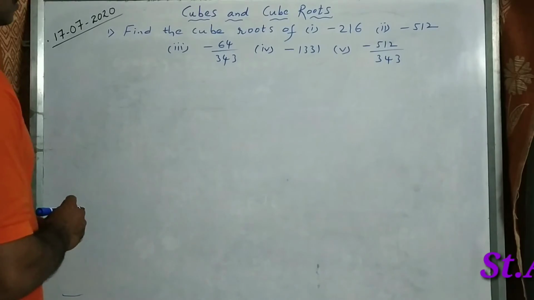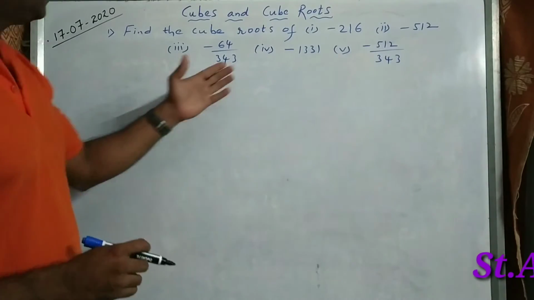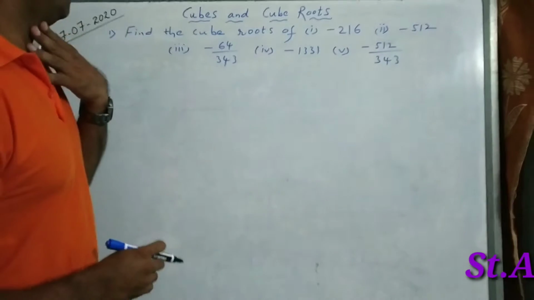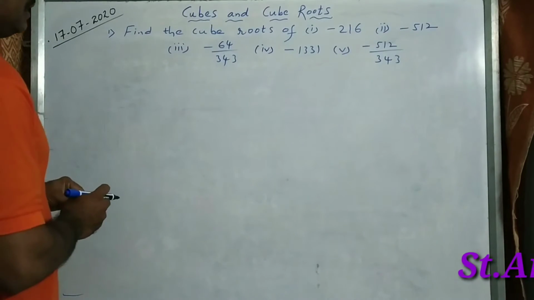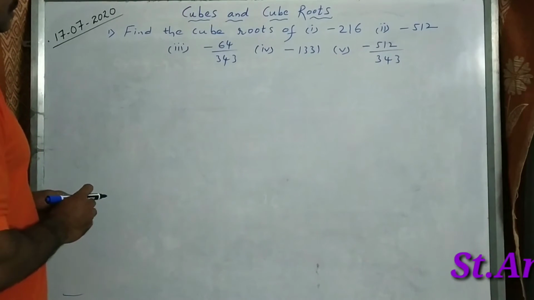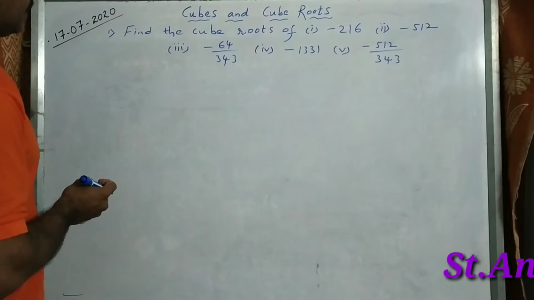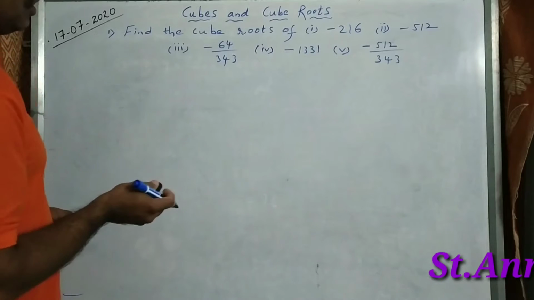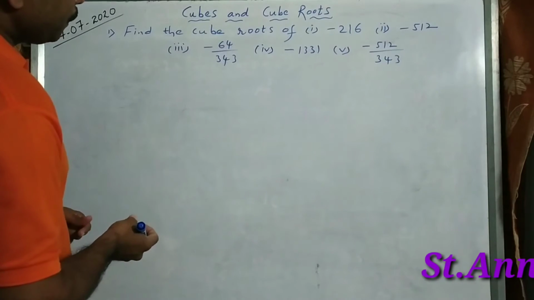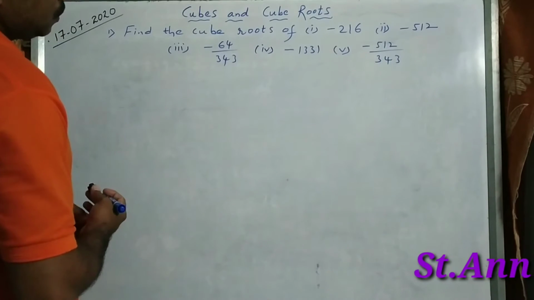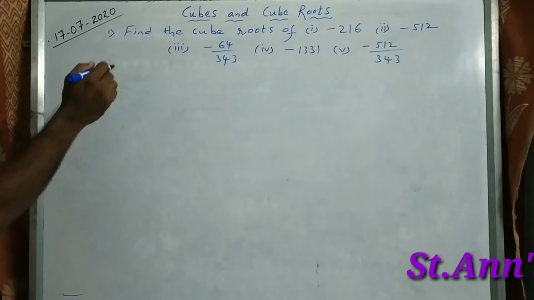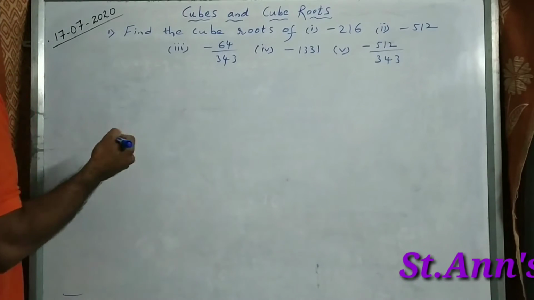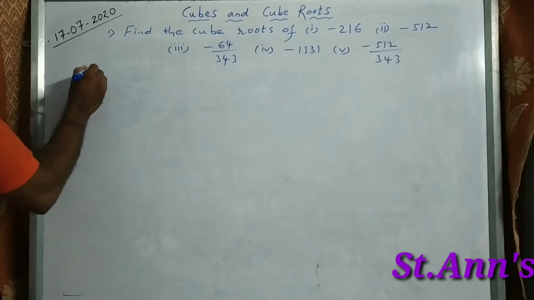Find the cube roots of minus 216. Yesterday in the previous class we discussed finding cube root and what is cube root, what is cube. So today let us find the cube roots of negative numbers. Look at the first problem.